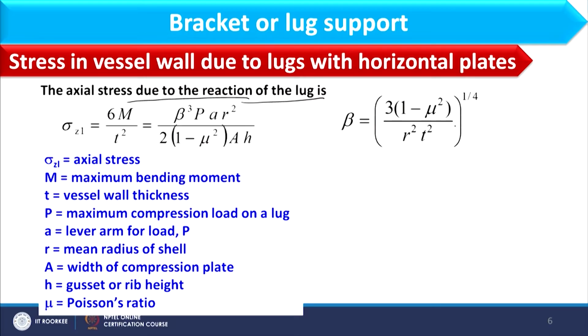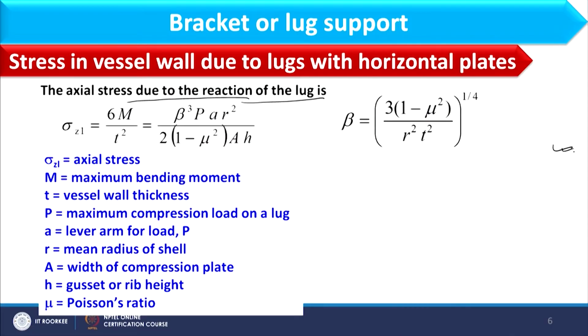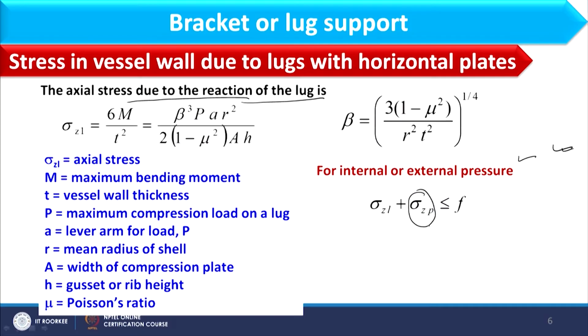These are the parameters used in this expression, and L is the parameter that we have already discussed through this schematic. So, once I know sigma ZL, that is the axial stress, I can study the stresses generated due to internal or external pressure. Due to these pressures, we have the stress in the longitudinal direction, which is given as sigma ZP, and sigma ZL is due to the lug.